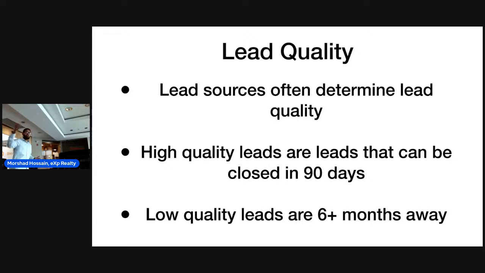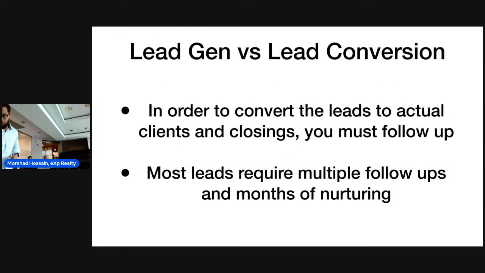High quality leads are leads that can be closed within 90 days. These are people that are ready to go. They are willing, able, and ready, right? They have the finances, they have the motivation, and they're capable of taking action. Whereas low quality leads are people who may not be willing, may not be capable, and may not be ready. And usually their time frame is very, very far out. Someone may call and say, yeah, I'm ready to sell, but 12 months from now. So that's how you can get an idea of what a high quality lead is versus a low quality lead.